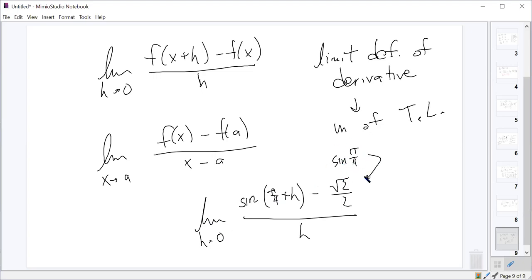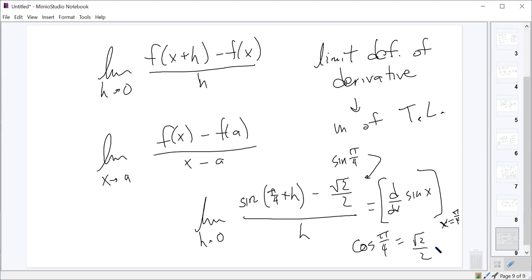Sine of pi over 4 is root 2 over 2. And so they're expecting you to recognize that this is the limit definition of the derivative and that this is just the derivative of sine of x evaluated at x equals pi over 4, right? In other words, it's cosine of pi over 4, or just also root 2 over 2.